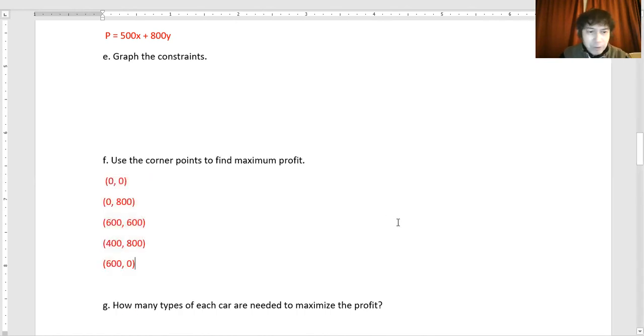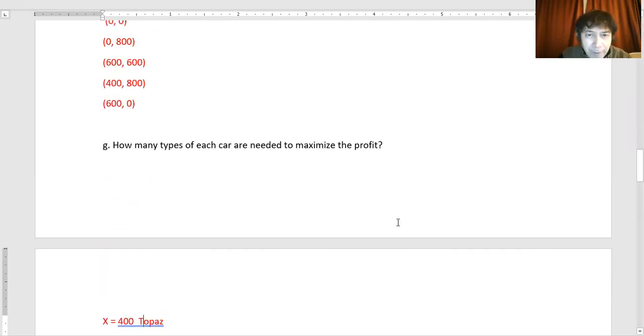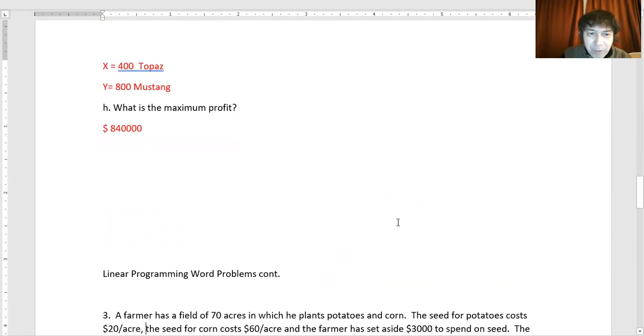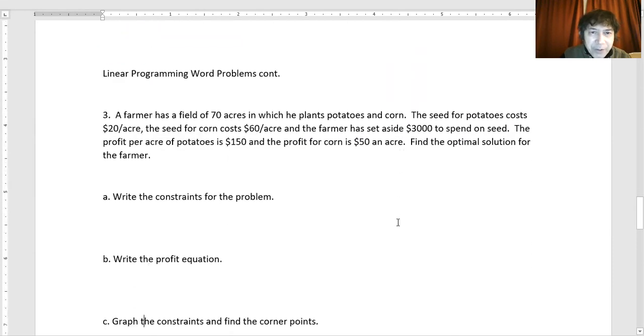All right, let's continue with how many types of each car are needed. Oh, we already answered that. We have 400 Topaz and 800 Mustangs. What is the maximum profit? $840,000. All right, so we're going to the next problem, our third.